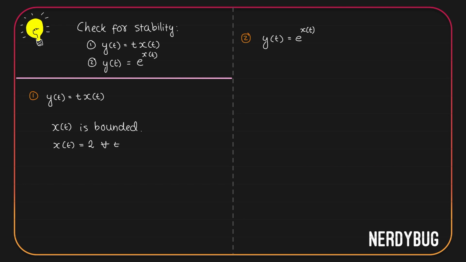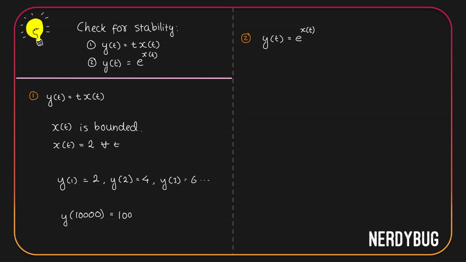It is bounded. Let us see what we will get for y of t for different values of t in that case. For y of 1, I will get t times x of t, so 1 times 2, 2. For y of 2, I will get 2 times 2, so 4. For y of 3, I will get 3 times 2, 6. Okay, what if I take y of 10,000?